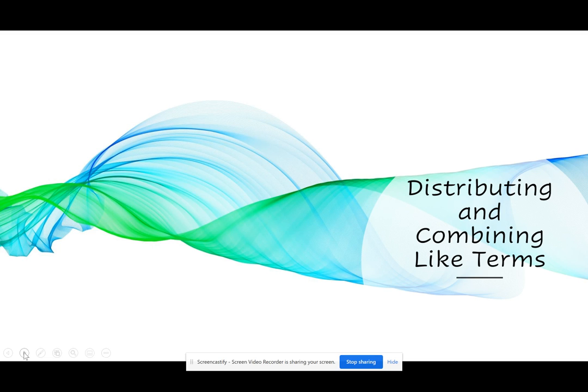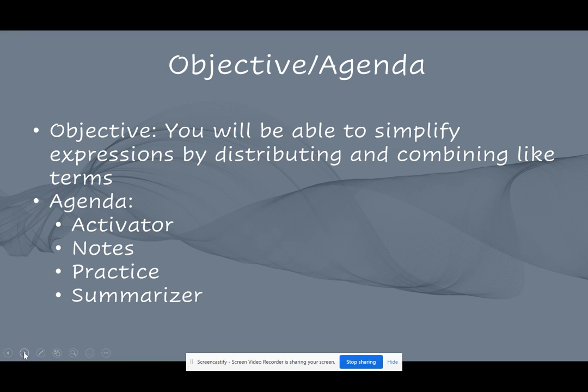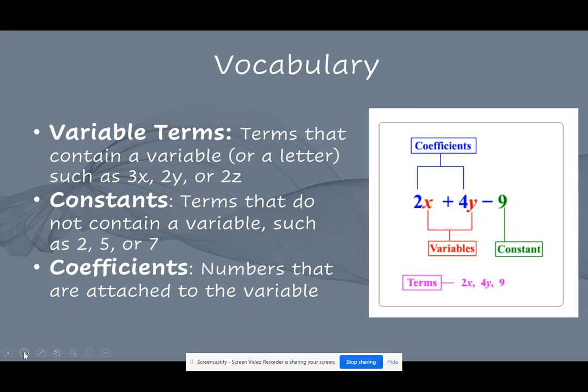Hey everyone, so today we're going to start distributing and combining like terms. Our objective is that you will be able to simplify expressions by distributing and combining like terms. So our agenda in class will have our activator or warm-up. We're going to go through notes and practice and then your summarizer.